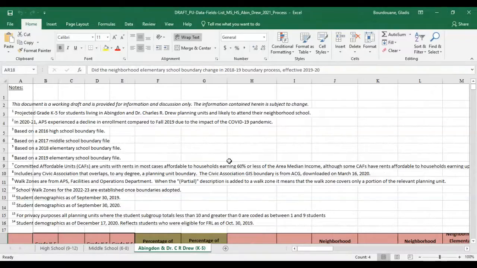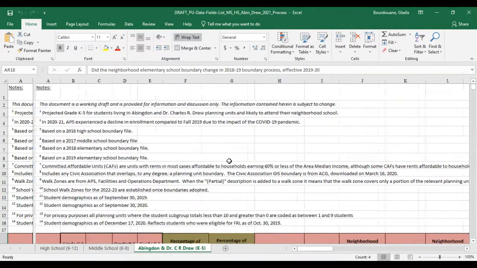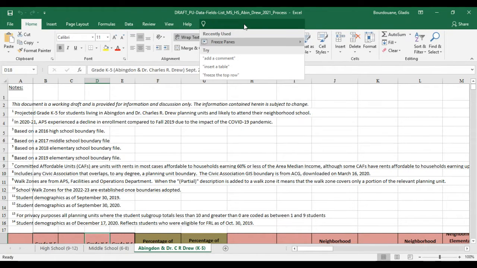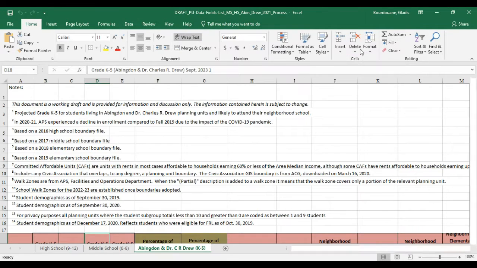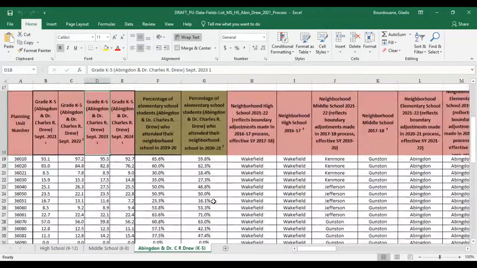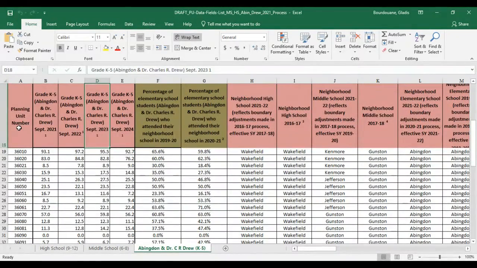So this is the planning unit data table. One of the important things that we ask is to please read the notes, the footnotes, actually, it's the very first thing that we list. For some reason, I can't share it in the same way unless I unfreeze the panes. So what you'll see here are all of the 347 planning units. You're also going to see the projections through September 2024 for neighborhood school students.